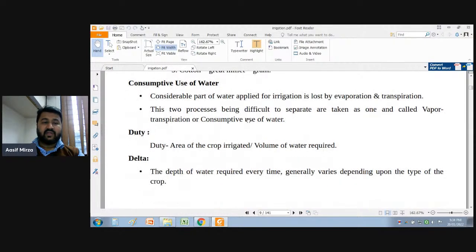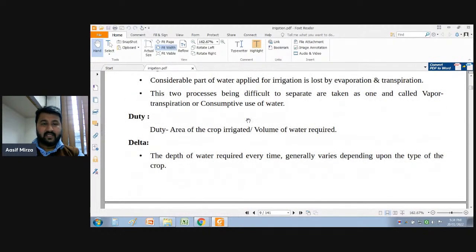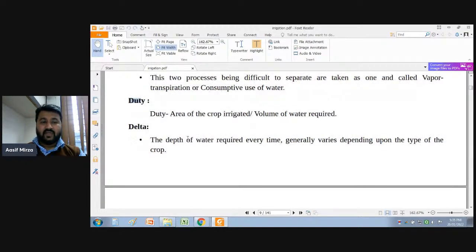Now, what is meant by duty? What is meant by delta? That we will see. So, duty is nothing but the area of the crop irrigated divided by the volume of water required. So, what is duty? Suppose we have 1 hectare of irrigated land, and that 1 hectare requires a certain volume of water. If you have calculated that, that is nothing but the duty. Now, what is meant by delta? Delta is the depth of the water required every time, which generally varies depending upon the types of the crops.